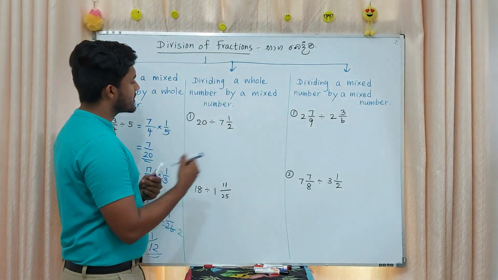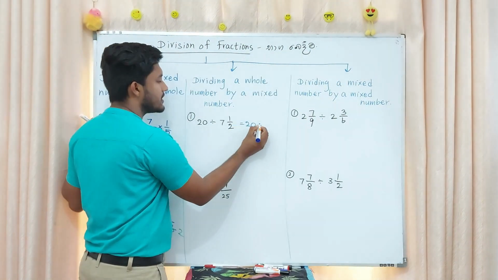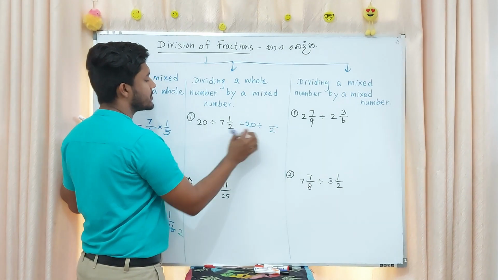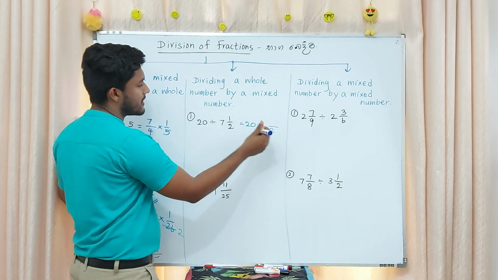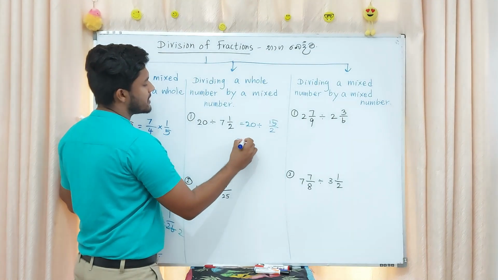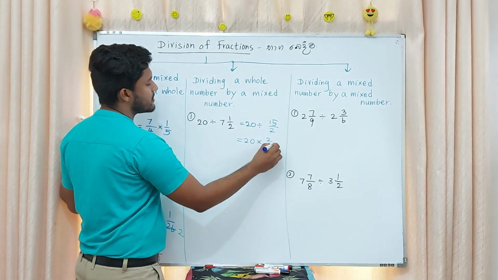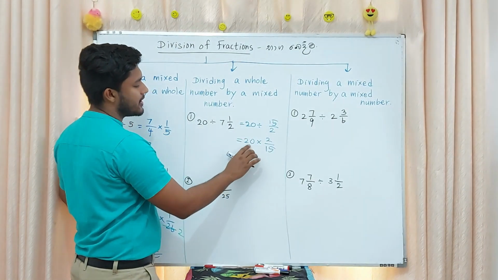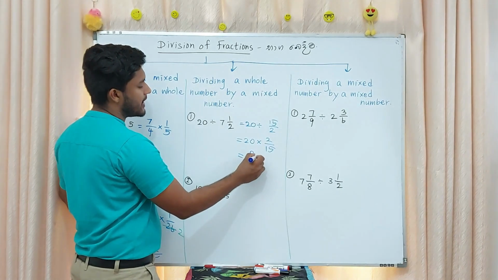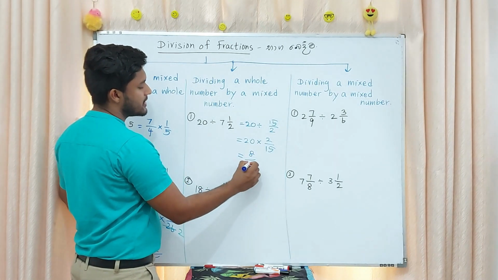Then here 20 divided by 2 and 7 over 2... 2 into 7, 14 plus 1, 15. Then 20 multiplied by 2 over 15. That means here 4. 4 into 2, 8. Here 3. 3 into 1, 3.